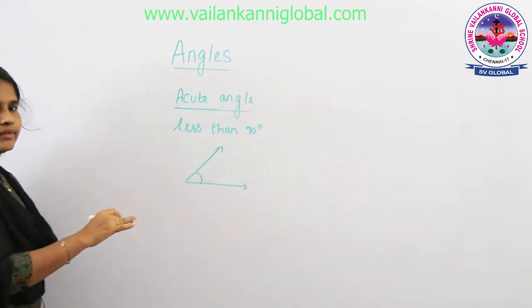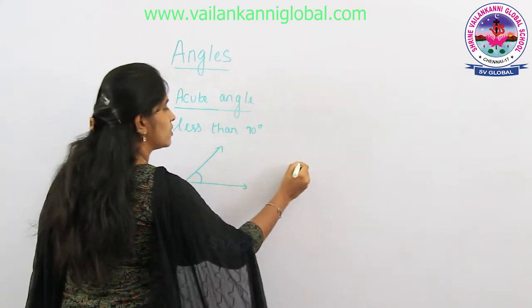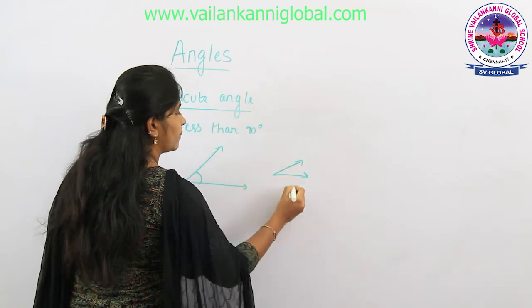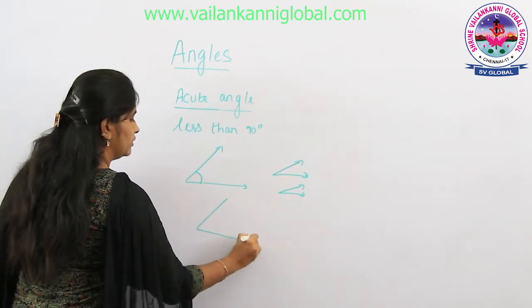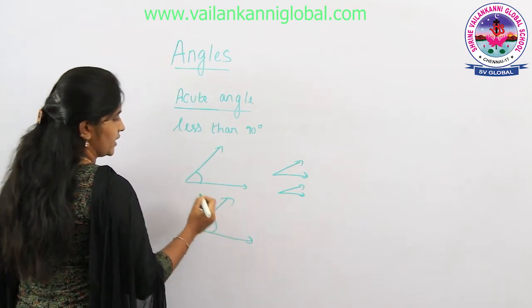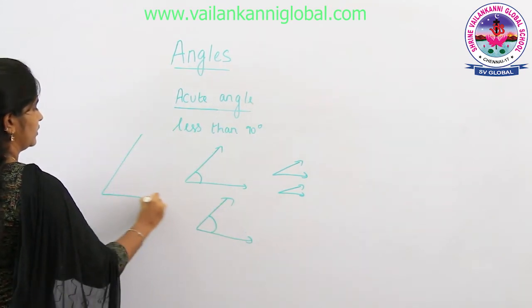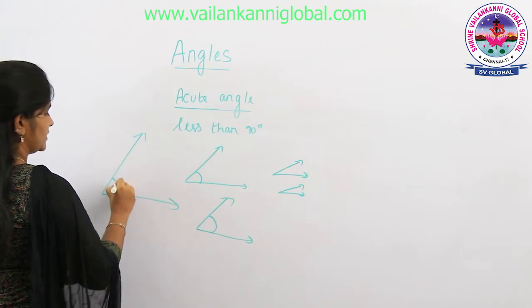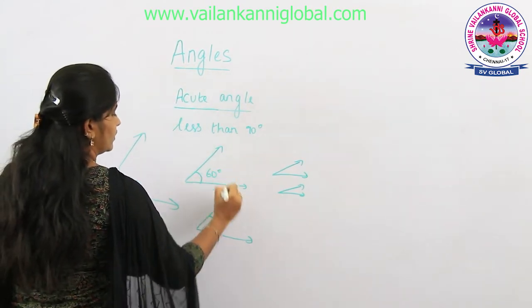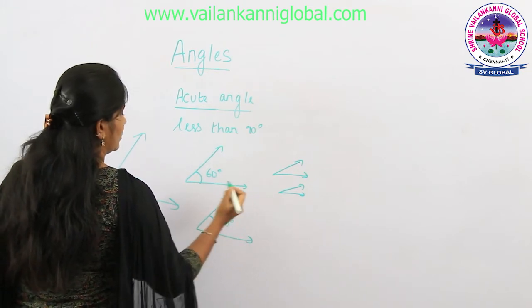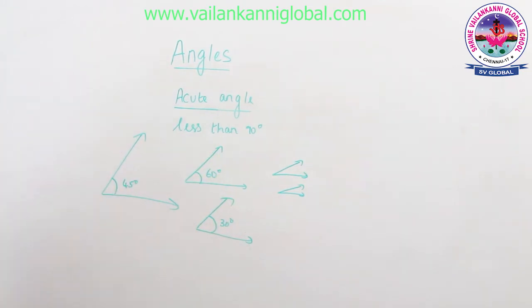This is not the only way you can draw an acute angle. This is also an acute angle, smaller, even a bit smaller. So all these are acute angles, lesser than 90 degrees, maybe 45, maybe 60, maybe 30. Okay, all these are acute angles.